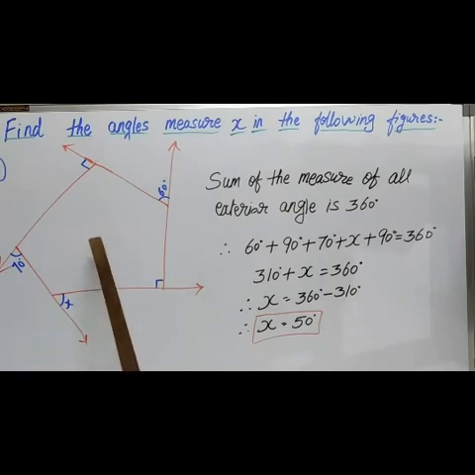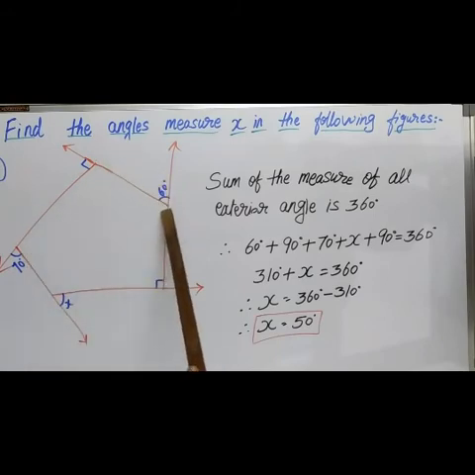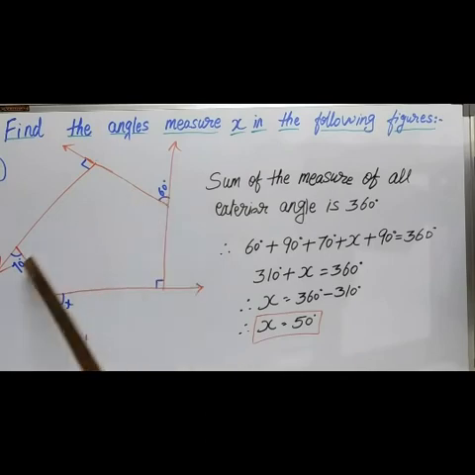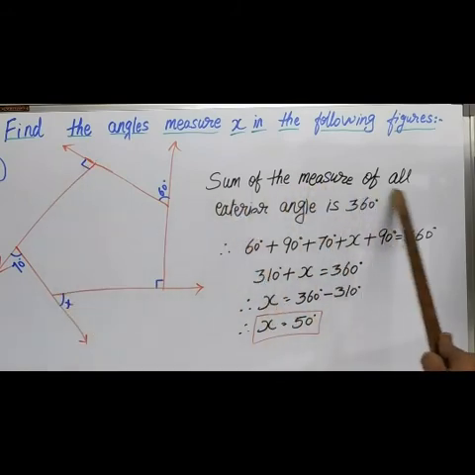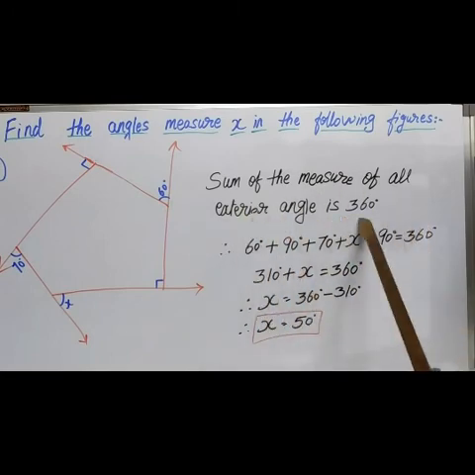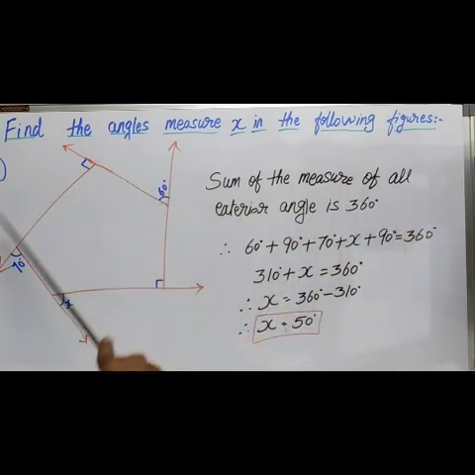Now the next figure has 1, 2, 3, 4, 5 sides given. 5 sides means this figure is a pentagon. The outer degrees are given. This one is 60 degree. This is 70 degree. And these both are 90 degree. We don't know the value of x. So the sum of the measure of all exterior angles is 360 degree. It means all exterior angles total 360 degree.